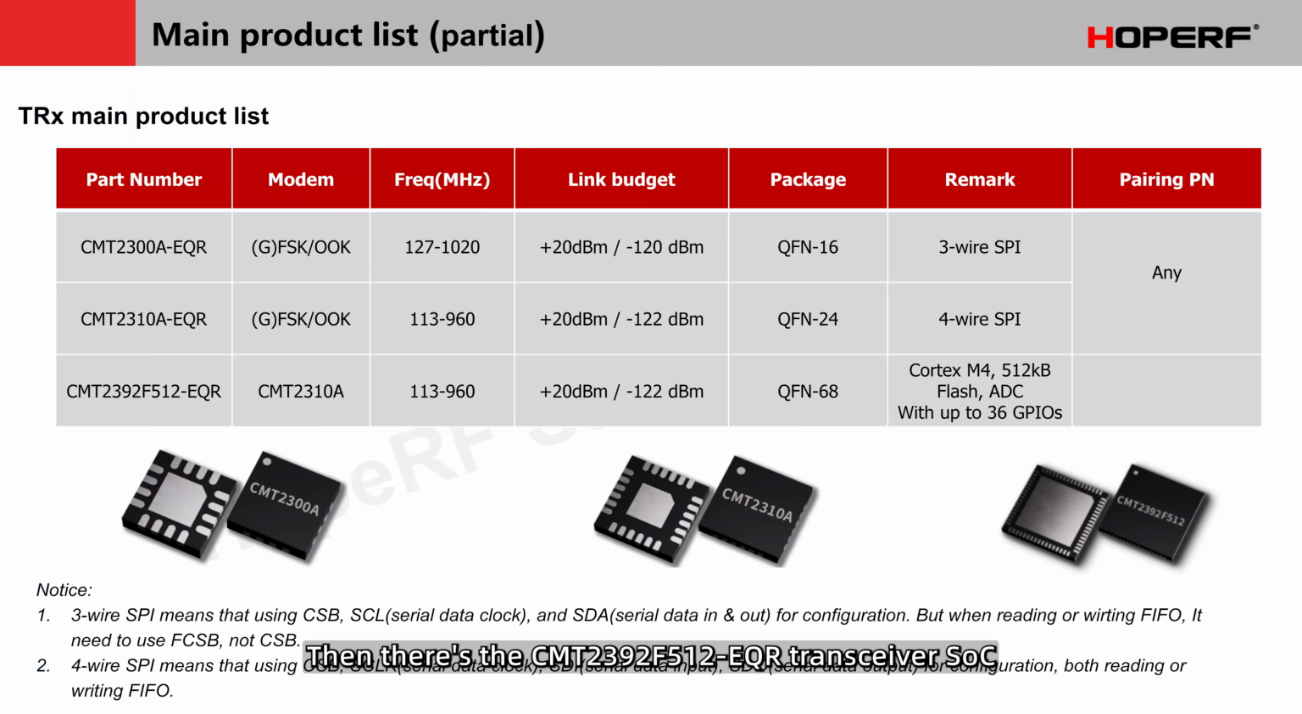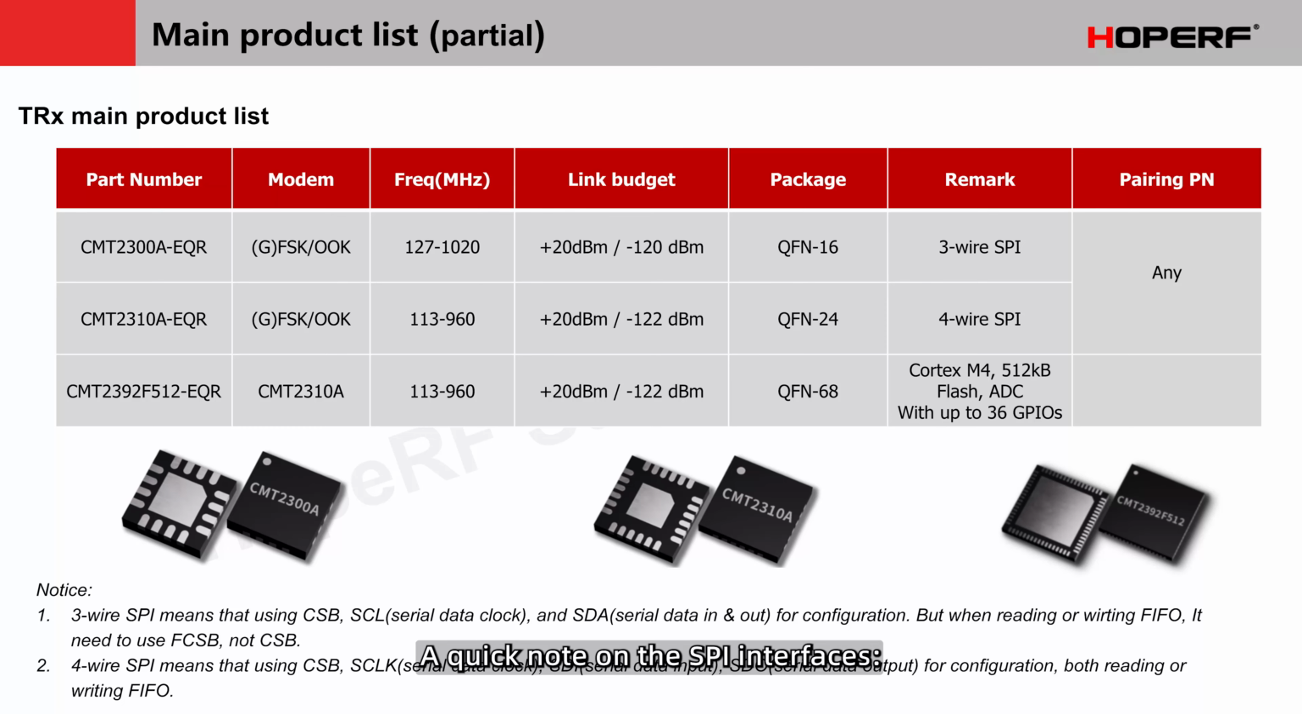Then there's the CMT2392F512EQR transceiver SoC. Its RF core has the same performance and specs as the CMT2310A. It comes in a QFN68 package, 7 mm by 7 mm, with a Cortex M4F MCU core, 512 KB of flash, and provides up to 36 GPIOs.